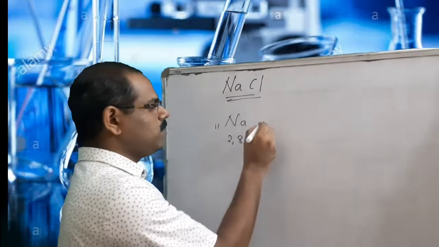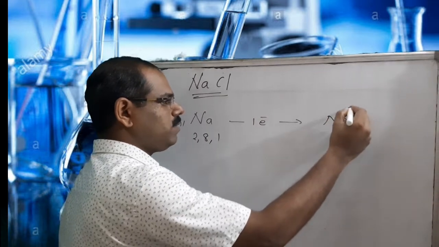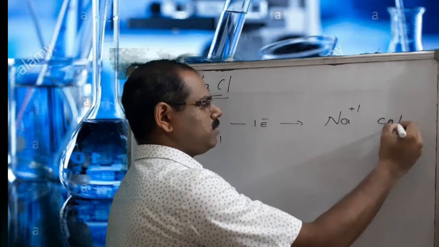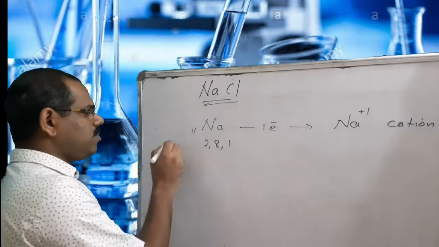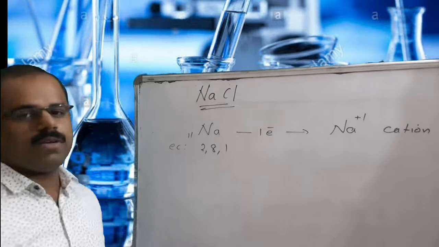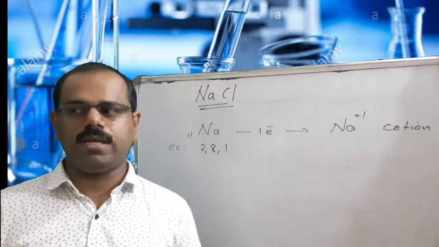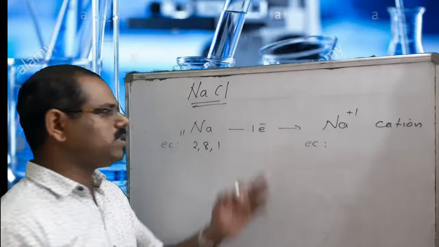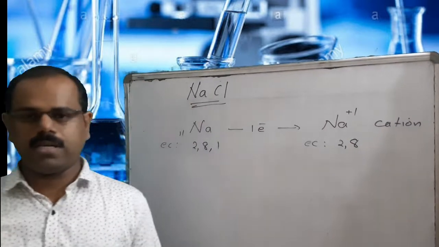So sodium loses that one electron so that it forms a positive ion. Okay, we call the positive ion a cation. We can call it a cation or a sodium ion. You see, here we can have the total number of electrons in different shells. 2, 8, 1, total 11 electrons are there. See here how many electrons are there. After losing one electron, we can have 2, 8, 10 electrons are there.